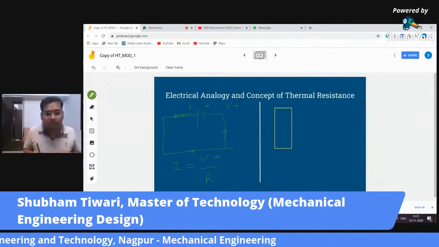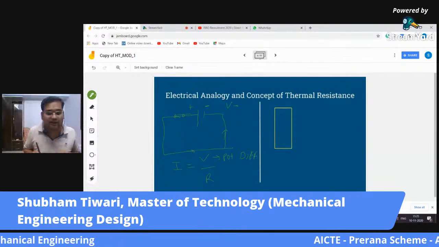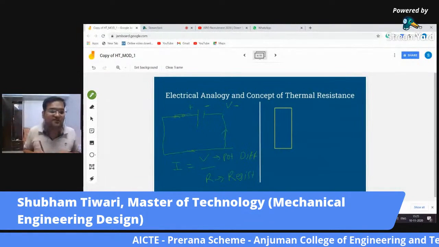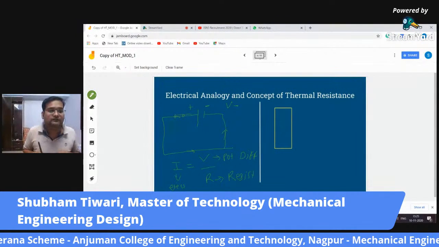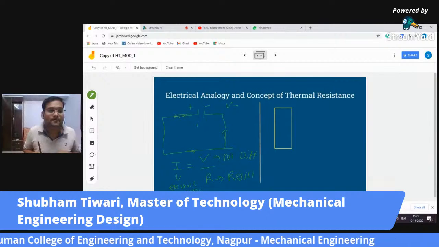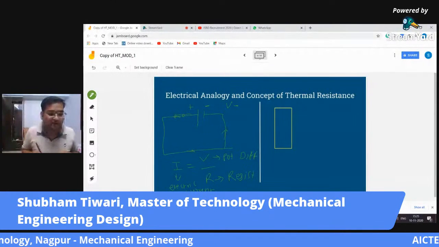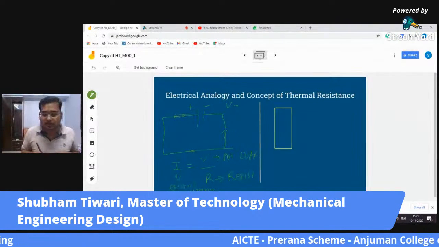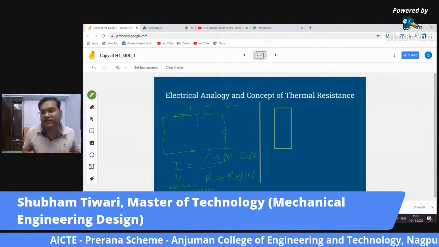The V is what? Potential difference. And R is what? Resistance. Electrical resistance to be precise. And I is electric current. Now, electric current is also the flow of electrons that we have discussed earlier. The flow of electrons is caused due to the potential difference.